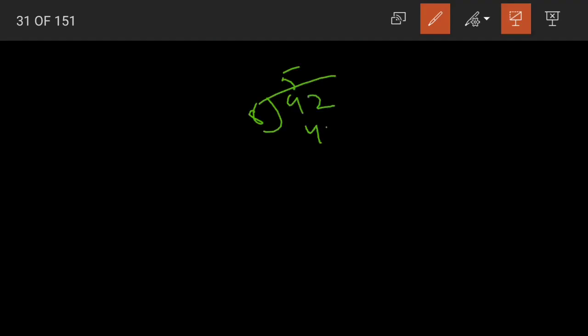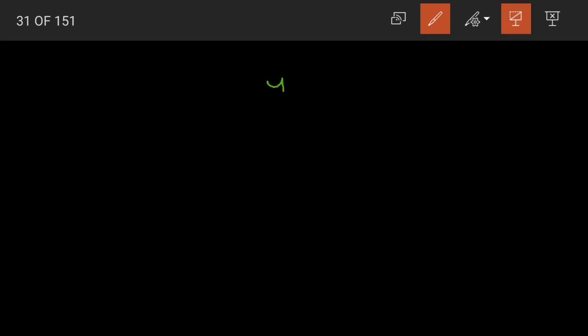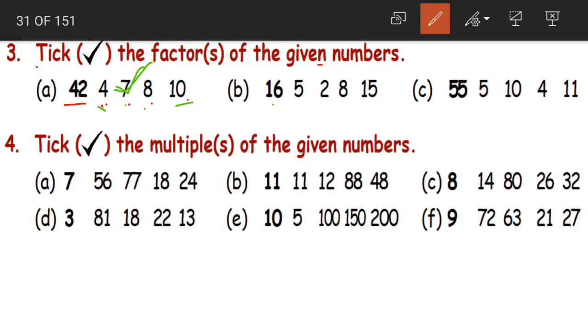Next 8. We have 8 fives are 40 and when we subtract, 2 is remaining. So again no, 8 is not a factor. Again 10, 42 divided by 10. 10 fours are 40. When we subtract, 2 is remaining. So again 10 is also not a factor of 42. Only 7 is the factor of 42.